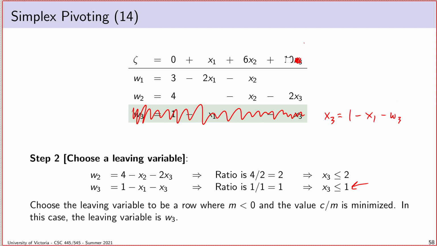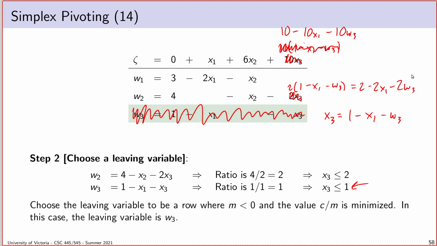Okay, so I have now, instead of 10 times x3, I've got 10 times 1 minus x1 minus w3. And instead of 2x3, I've got 2 times 1 minus x1 minus w3. All right, and then I'll just expand that out in place. So that's 10 minus 10x1 minus 10w3. And then this is equal to 2 minus 2x1 minus 2w3. Okay, and now I just have to distribute terms.